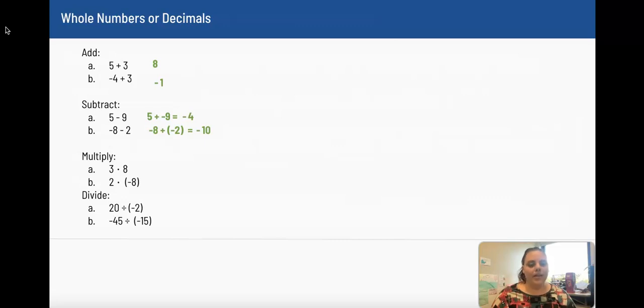When we multiply 3 times 8, those have the same sign, so my answer is positive, and 3 times 8 is 24. 2 times negative 8, those have different signs, so my answer is negative, and 2 times 8 is 16. Similarly, when we divide, 20 and negative 2 have opposite signs, so my answer is negative, and 20 divided by 2 is 10. Negative 45 divided by negative 15, those numbers have the same sign, and 45 divided by 15 is 3.